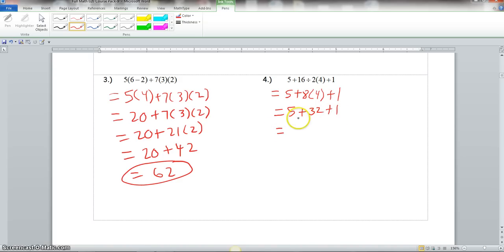Now we have all addition, so we go from left to right. 5 plus 32 is 37, plus 1, which will give us 38.